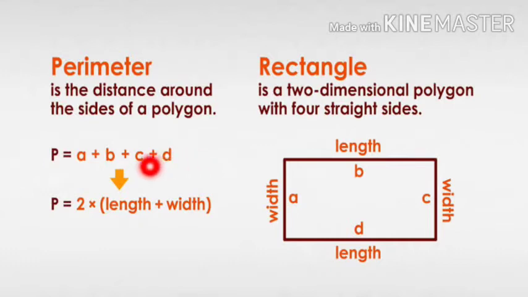Students, to find the perimeter of a rectangle, we have to add the total boundary of the rectangle. That is length plus width plus length plus width. Width is nothing but breadth. Hence, we get 2 lengths and 2 widths. Therefore, perimeter of a rectangle is equal to 2 into length plus width, or 2 into length plus breadth. Let us denote the length and width as L and W. P means perimeter of the rectangle.